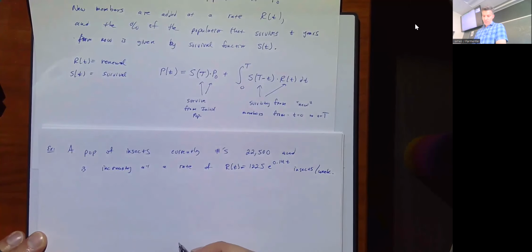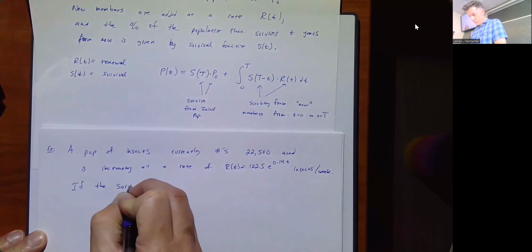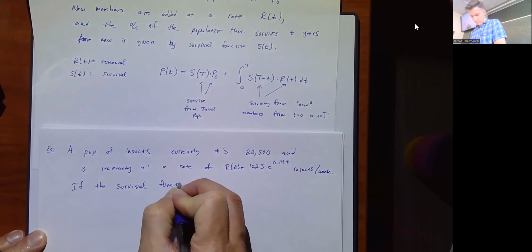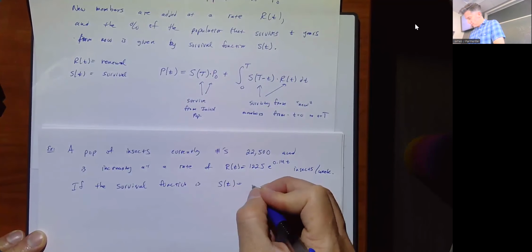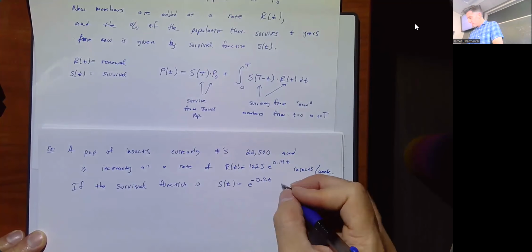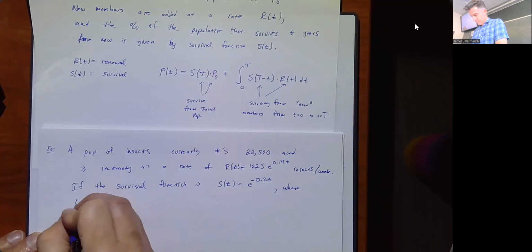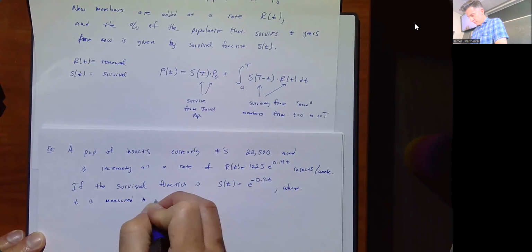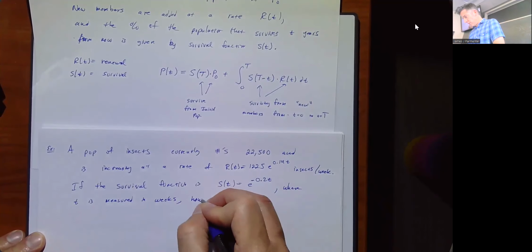Okay. If the survival function is S of T equal to e to the negative 0.2 T, where T is measured in weeks, how many insects will there be after 12 weeks?